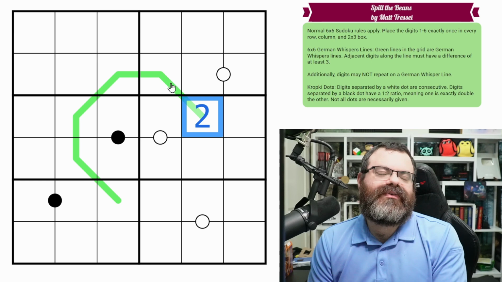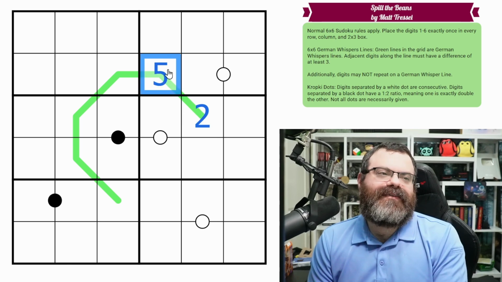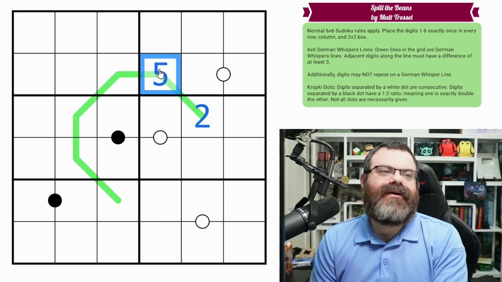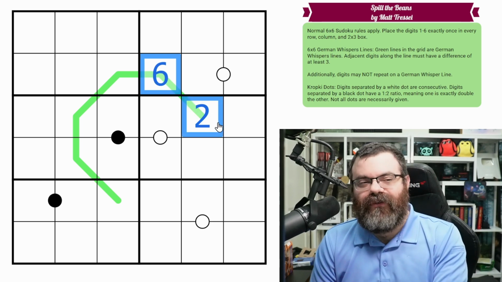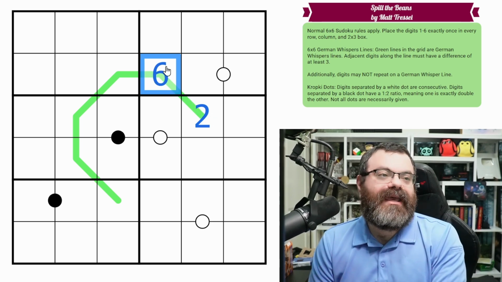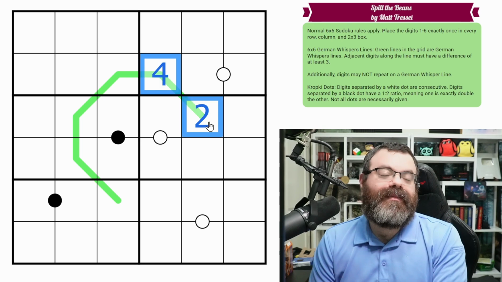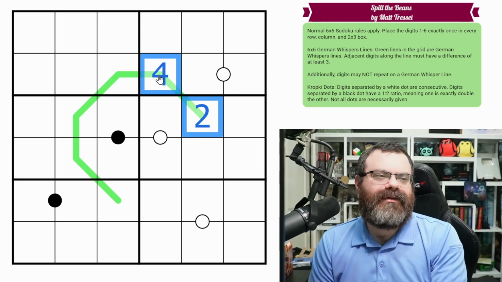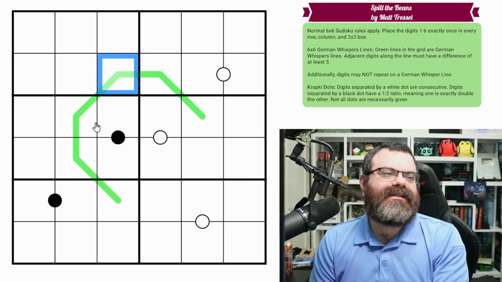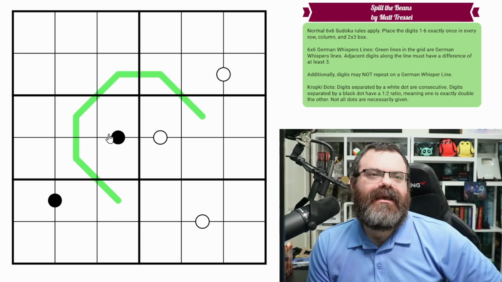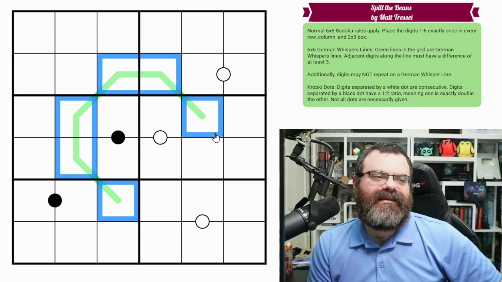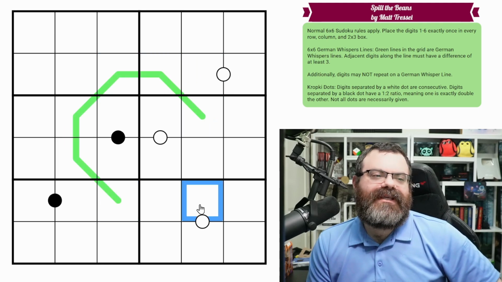So if this was a 2, and this was a 5, you subtract the bigger from the smaller, you get 3, and 3 is at least 3, so that's allowed. If you do a 6, 6 minus 2 is 4, that's also allowed, that is at least 3. But if I did, say, a 4, 4 minus 2 is 2, that's not at least 3, that would be disallowed. This pairing up across the line would be disallowed. All pairs need to follow that along the line. Additionally, digits may not repeat on this line, so it is a 6-cell line, so we need one of each digit on the line. And then finally, we do have these dots in the grid.